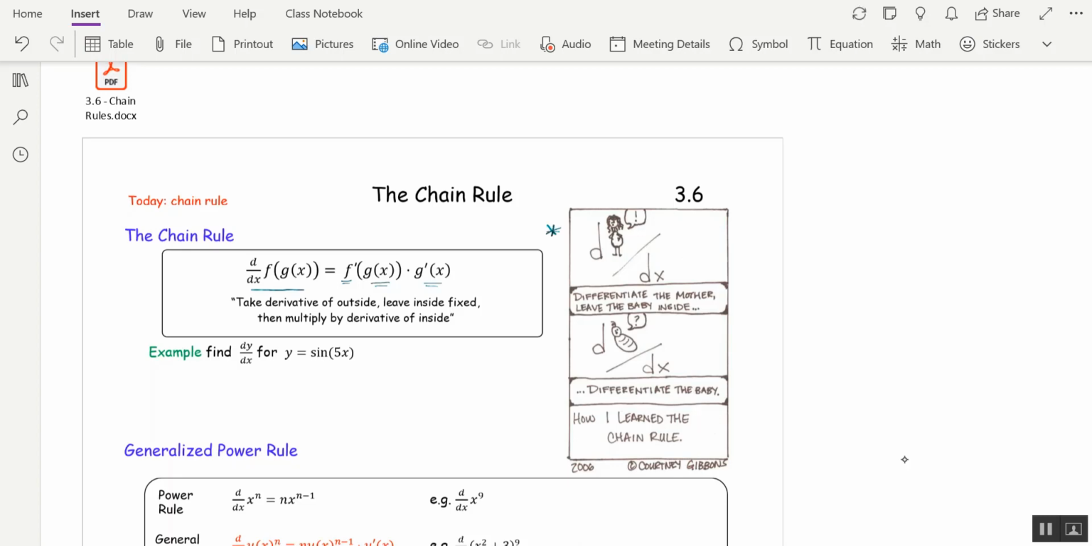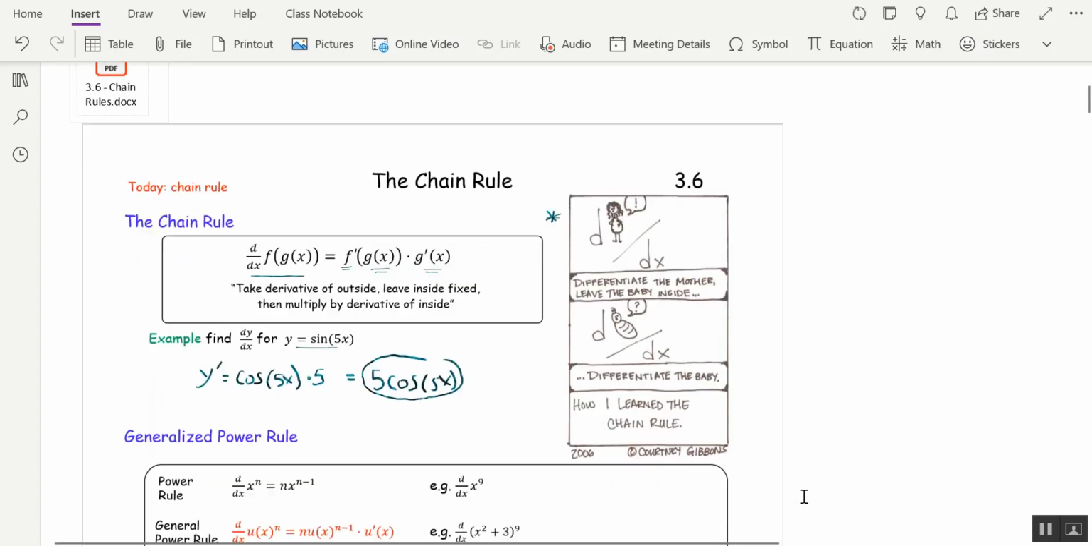So let's look at a super simple example first. What if we want the derivative of sine of 5x? So the outside function is sine. So we take the derivative of sine, that's cosine. We leave the 5x alone, and then we multiply by the derivative of the inside function, which is 5. And typically we want to write our constants out front, so that's 5 cos of 5x.